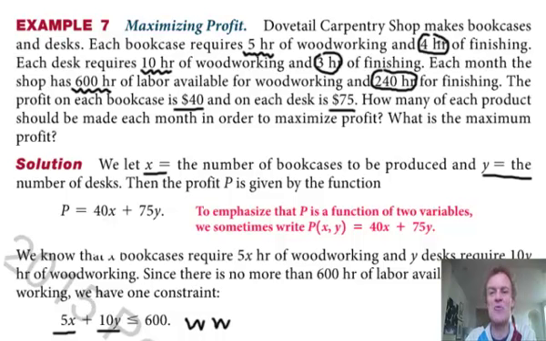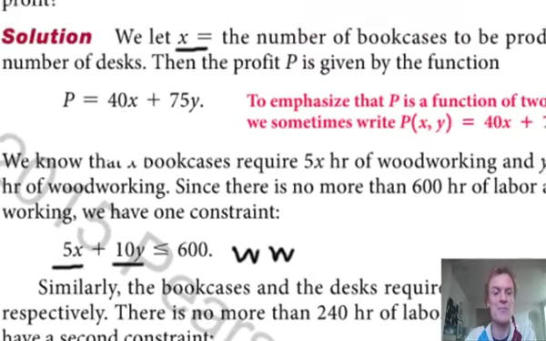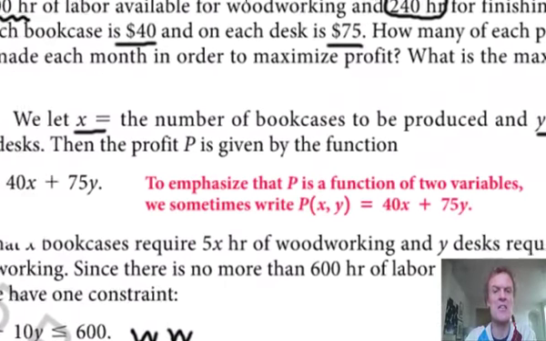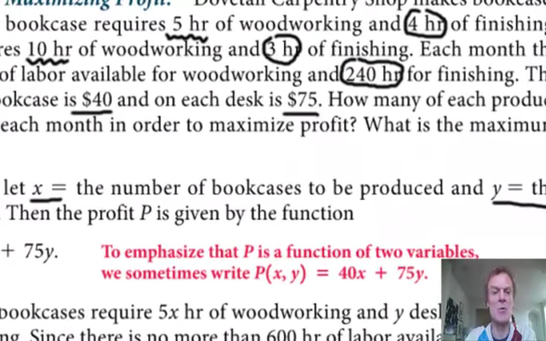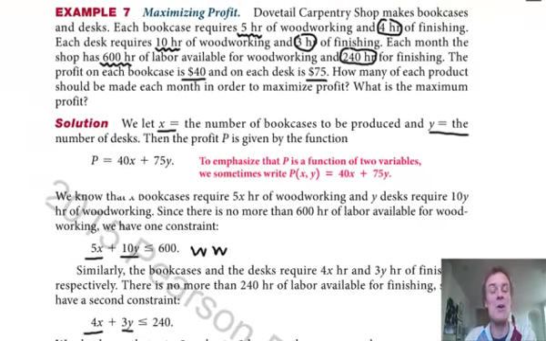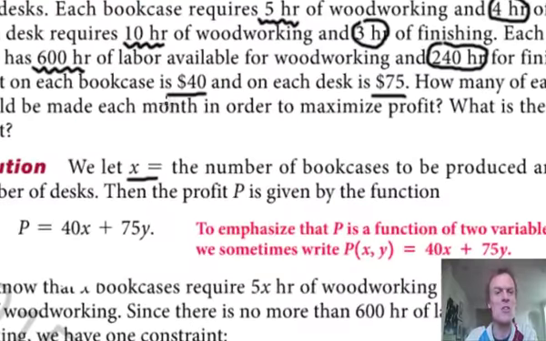How about finishing? 4 hours of finishing for a bookcase, so 4X. 3 hours of finishing for a desk, 3Y. Must be less than 240, that's the most you have. Okay, so we're going to graph those two, but also remember our objective function, because to maximize profit, it's $40 for a bookcase, the bookcase is X, 40X, and it's $75 for a desk, so 75Y. That is our objective function, to maximize profit.